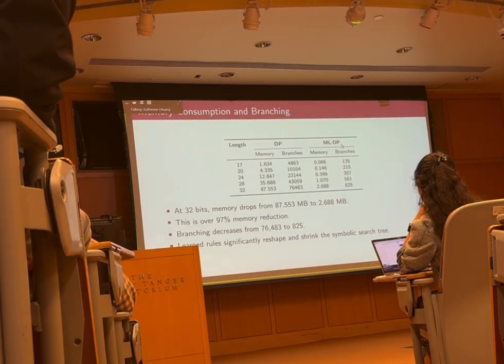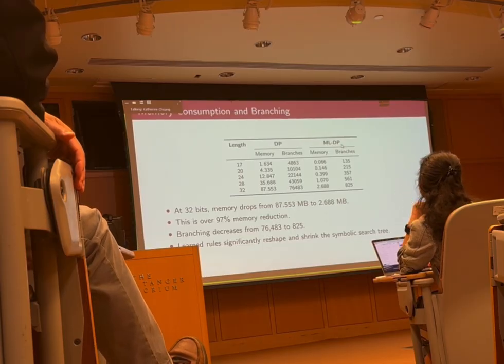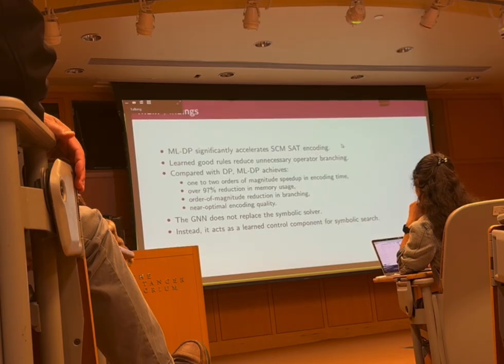That is because, as we mentioned a lot of times, DP explores all three possible ways, but the machine learning method deterministically only explores one or two operators there. That makes the branching decrease sharply. And the learned rules significantly reshape and shrink this symbolic search tree. So our method significantly accelerates the SAT encodings, right? And the learned good rules reduce the unnecessary operator branchings.